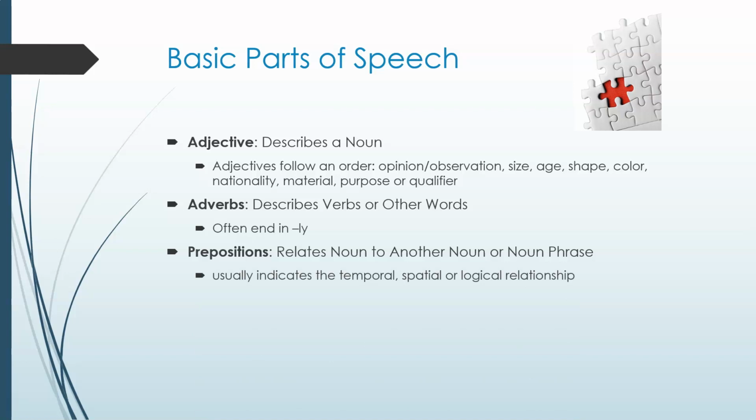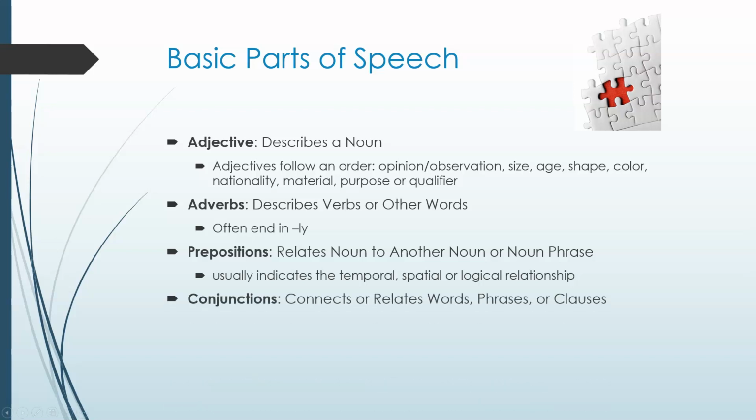For example, the book is on the table. The book is beneath the table. The book is leaning against the table. The book is beside the table. She held the book over the table. She read the book during class. She read the book before class. These are all examples of prepositions relating a book to a table or class time.